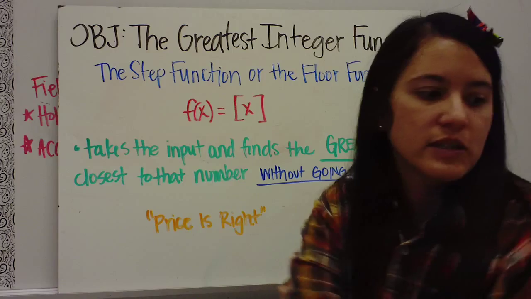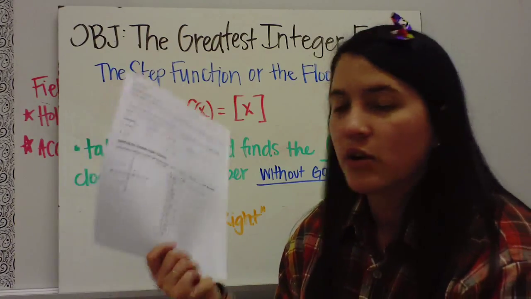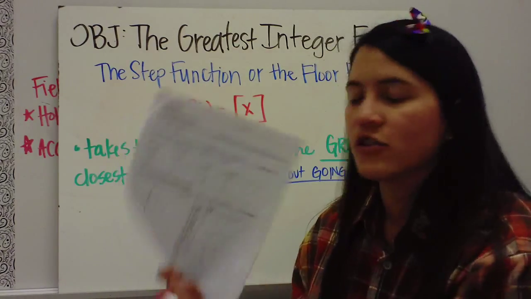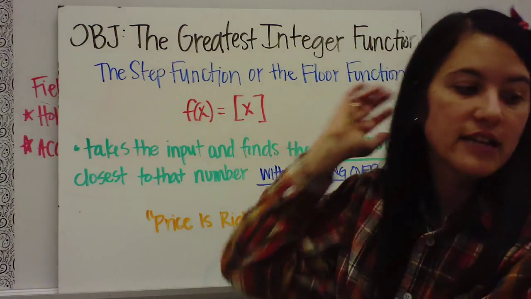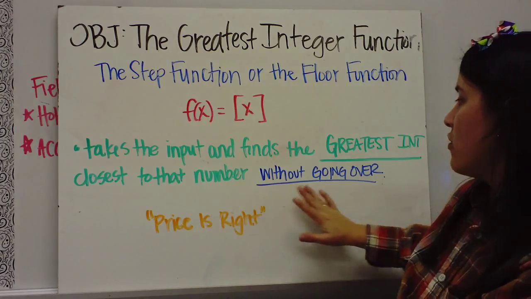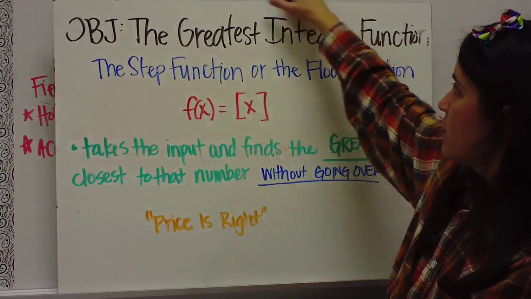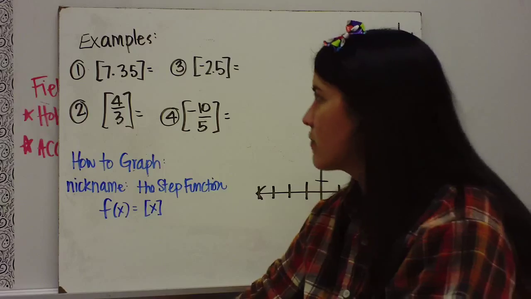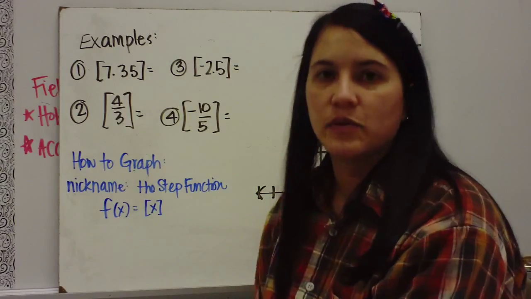So I'm going to give you some examples, and you have these notes that we're going through together. You'll see the blanks, and you're going to be filling in the blanks. It takes the input and finds the greatest integer closest to that number without going over. All right? So examples, here we go.